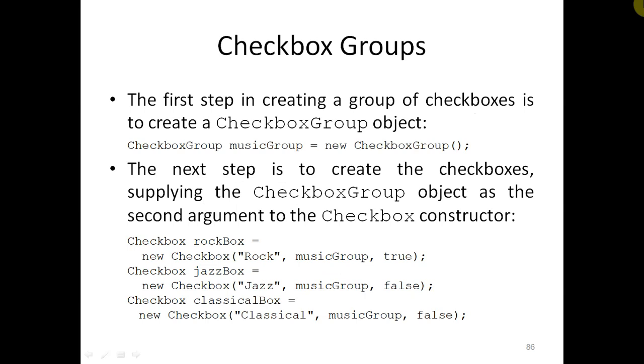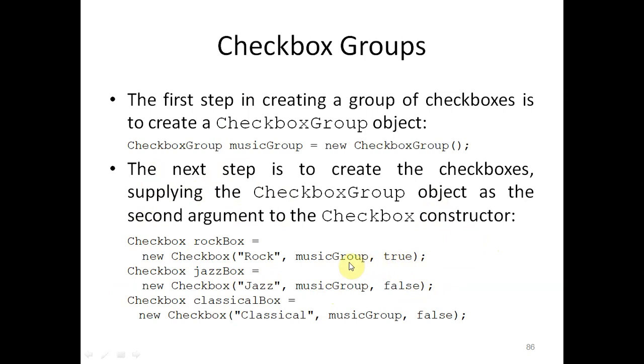For a checkbox we require the Checkbox class. Rock box is an object of this predefined Checkbox class, equal to new Checkbox, and Rock is the caption of the checkbox, and it comes under the music group. So we require one checkbox group also. If we are not using a checkbox group, then we can select all the checkboxes, but when we take the checkbox group, we can select only one checkbox from the group.